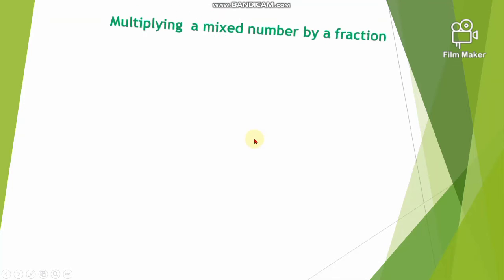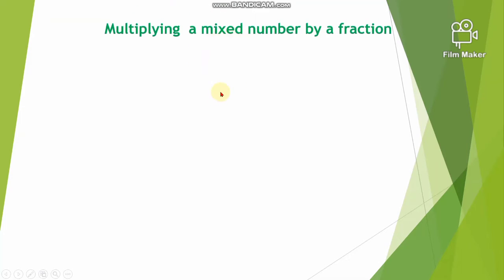Now we will discuss how to multiply a mixed number by a fraction. Here 1, 3 over 5 represents a mixed number and 3 over 4 is a fraction. We are going to multiply these two numbers. So when you are multiplying a mixed number by a fraction, first we have to convert this mixed number into an improper fraction. Now can you remember how to convert a mixed number to an improper fraction? Yes, we have to multiply this whole number by the denominator in the given mixed number.